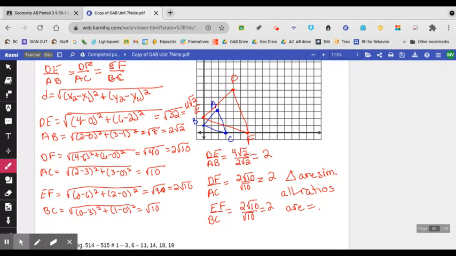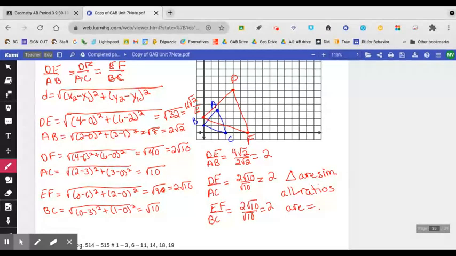If you have any questions, let me know. I then did the ratios. So DE over AB equals 2, DF over AC equals 2, EF over BC equals 2. So the triangles are similar because all the ratios are equal.